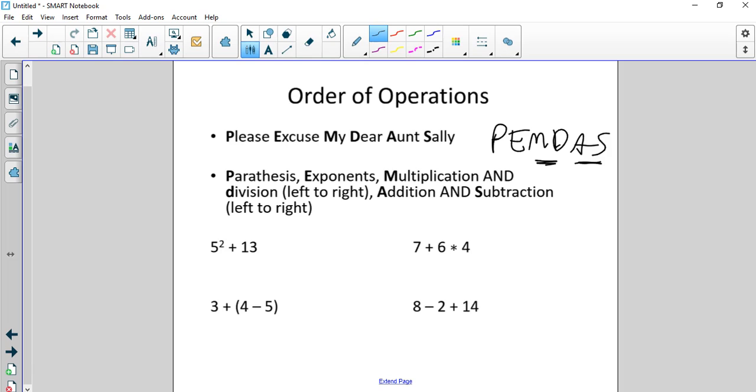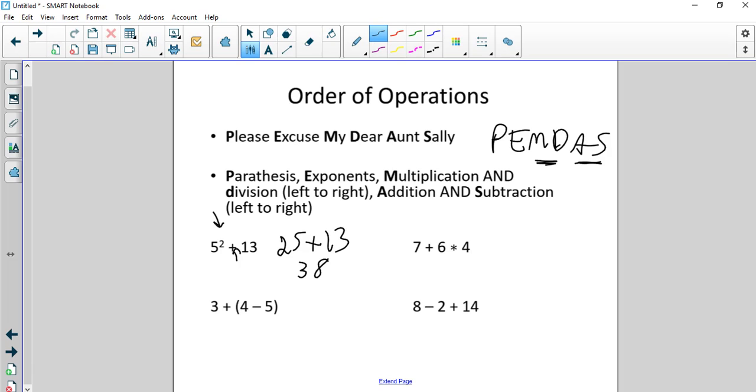So in this case, what do I have going on here? I have an exponent and plus. Which comes first? Exponents. So this is going to be 5 squared plus 13, which is going to be 38.